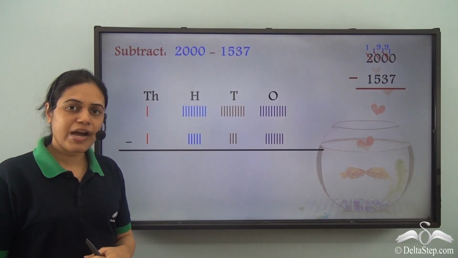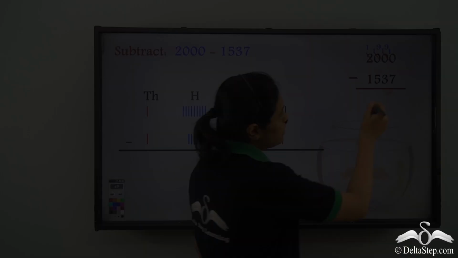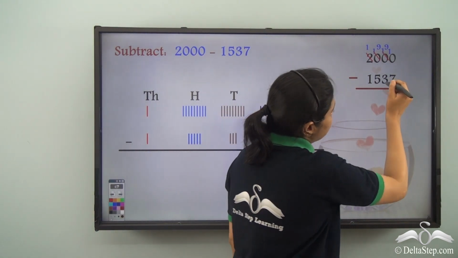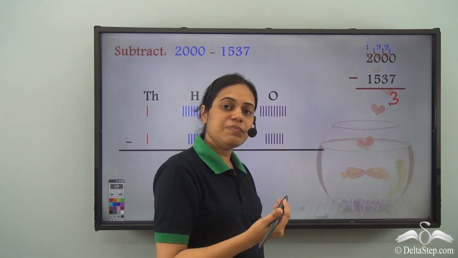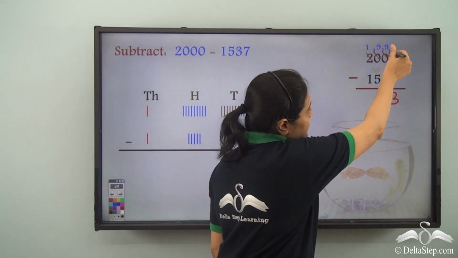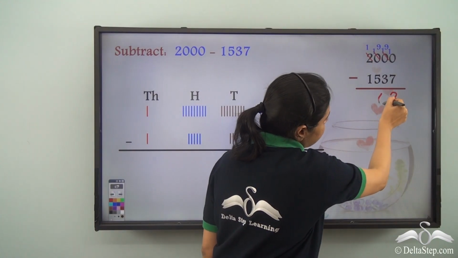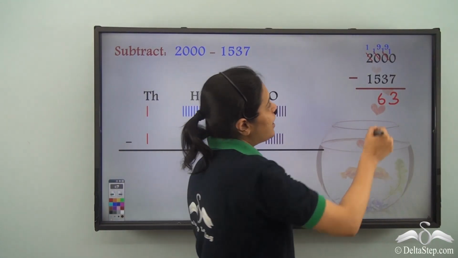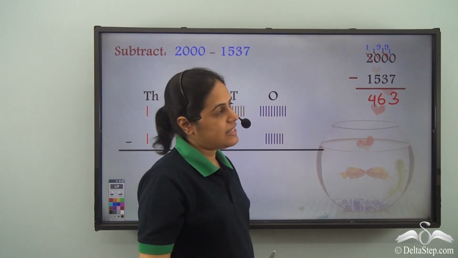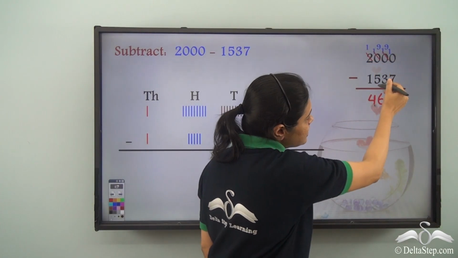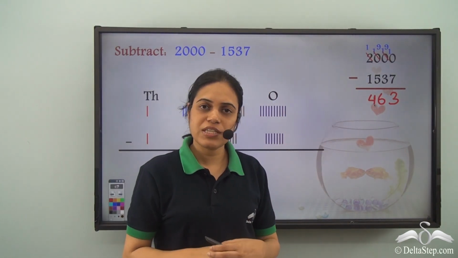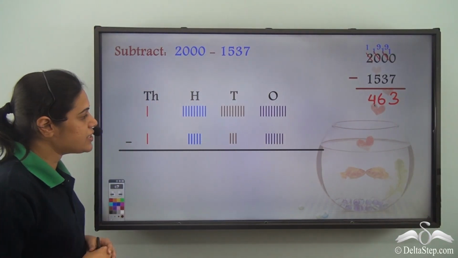So now I'll subtract. So now 10 minus 7 is 3. So I subtract the digits in the ones place. In the ones place I have 10 minus 7. In the tens place I have 9 minus 3, that is 6. In the hundreds place I have 9 minus 5, that is 4. And in the thousands place I have 1 minus 1, that is 0 or nothing. So I can skip writing the 0 as well. Now what about this?